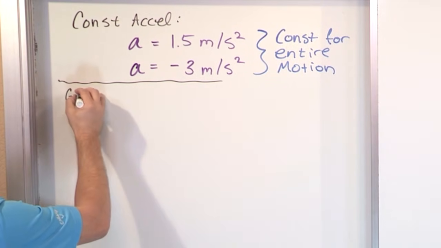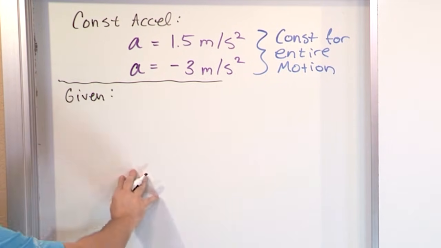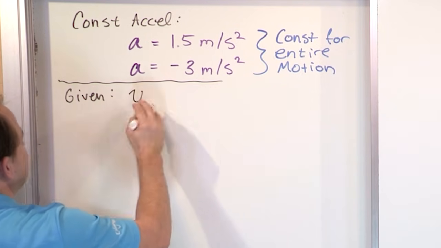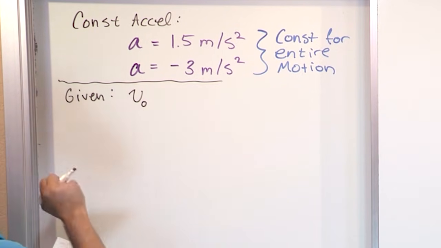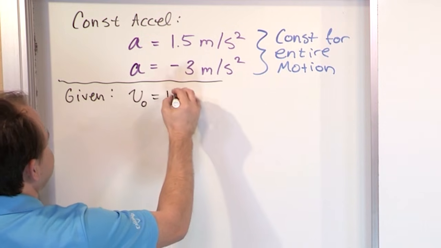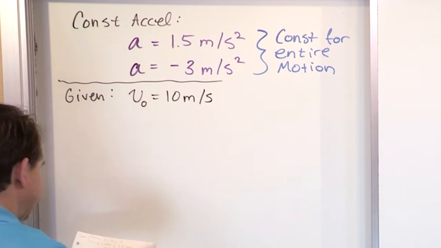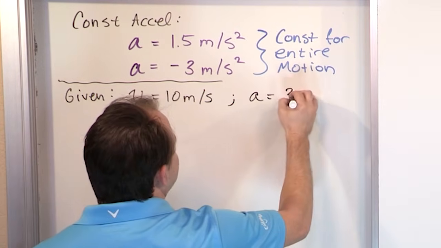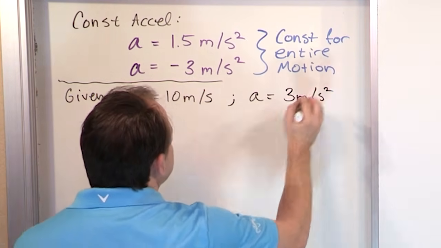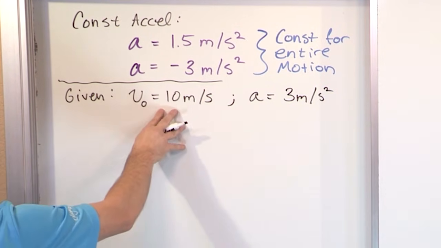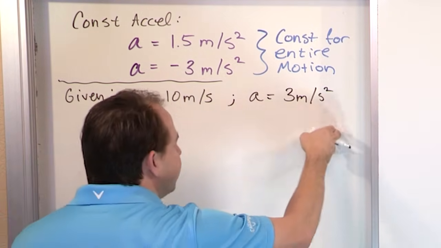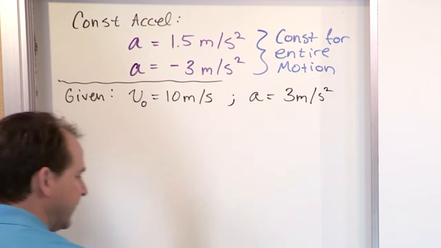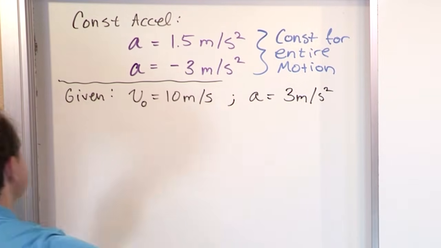Let's say that you're given the following information. Let's say you're told that your initial velocity, v naught, v at time 0, is equal to 10 meters per second. And let's say that you're also given that the acceleration is constant, never changes, at 3 meters per second squared. What is going to happen to this velocity at every moment in time as we go down the road? We want to take a look and see.